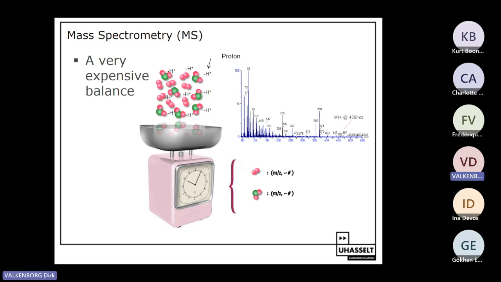So how does it weigh these molecular ions? It doesn't do this in kilograms. An ion is way too small to be measured in kilograms. We use the term Dalton, and Dalton is also a measure for mass. And 1 Dalton is equivalent to 1/12 of a 12C carbon atom per definition. So that is the definition of a Dalton.